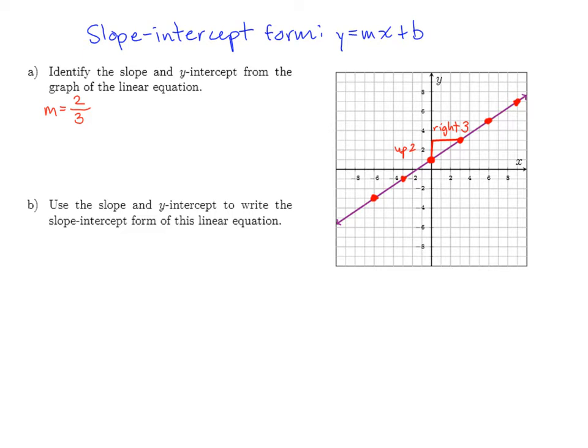The y-intercept, which we looked at a moment ago, is the point (0, 1). And now writing the slope-intercept form, I know that it's y equals mx plus b, and I know that my slope is 2/3, and that y-intercept of the point (0, 1) tells me that the value of b for this linear equation will be 1. So for this linear equation, its slope-intercept form will be y equals 2/3 x plus 1.